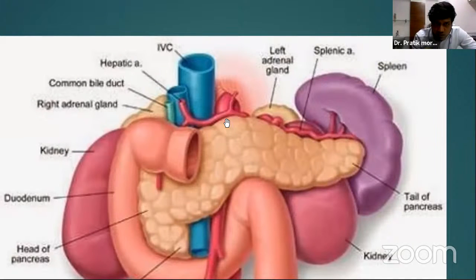So the tuber omentale is related to, in the center, the celiac trunk or celiac artery. To the right, hepatic artery. To the left, splenic artery. Simple.